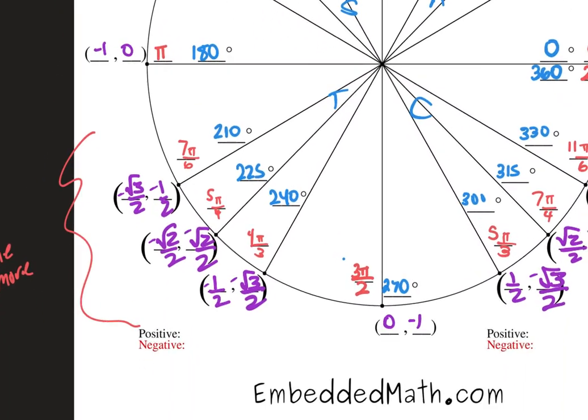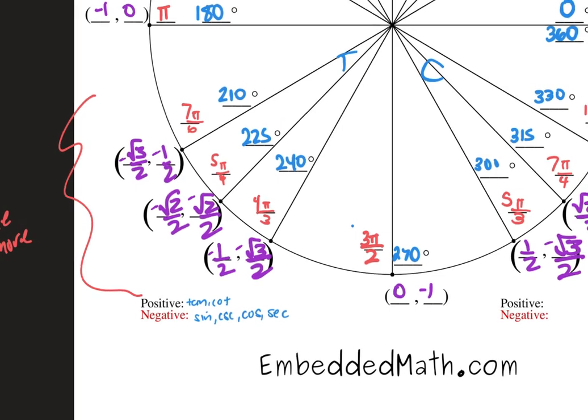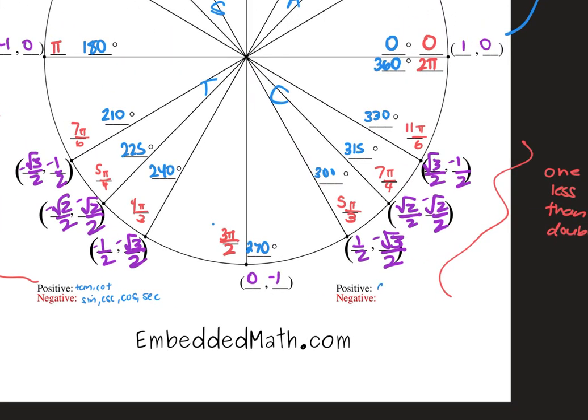In the third quadrant, the tangent is positive, which means cotangent's also positive, and all the others are negative. Sine, cosecant, cosine, secant. And in the last quadrant, your cosine is positive, which means secant is positive. All the others are negative. Sine, cosecant, tangent, cotangent.